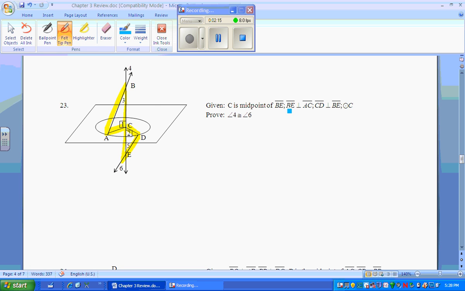If C is the midpoint of BE, so here's BE, C is the midpoint, causing these two to be congruent. BE is perpendicular to AC, causing a right angle at 1. And CD, so this is a right angle, 1. This one is a right angle at 2. And then I know the center of the circle is C, so this gives me the radii. If C is the center of the circle, it gives me AC being congruent to CD.